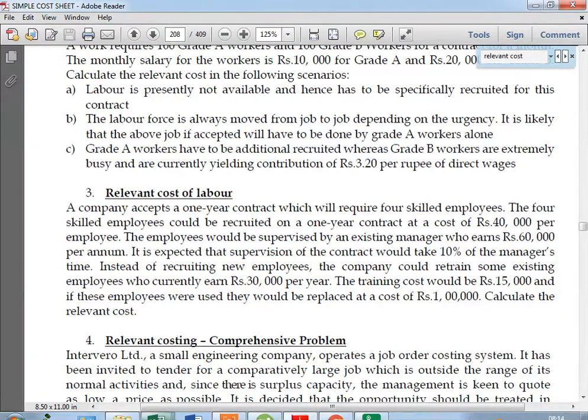Irrespective of taking up the new job. Next point. Training of 15,000 is a relevant item as the same is incremental in nature.